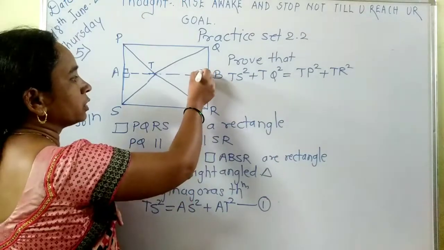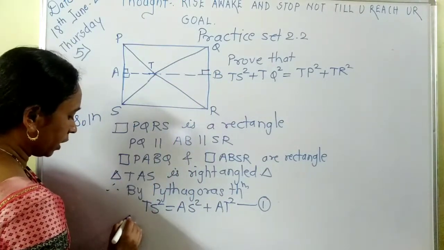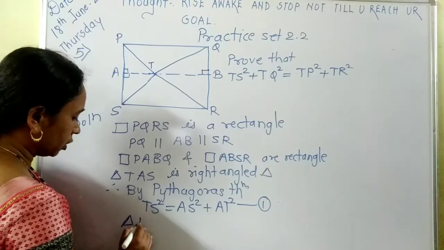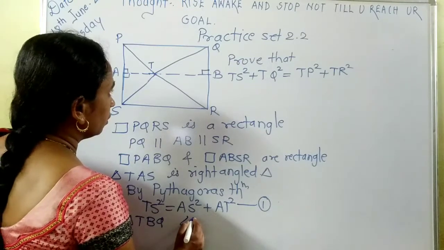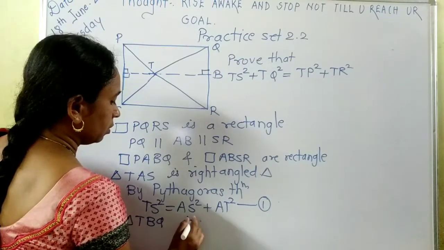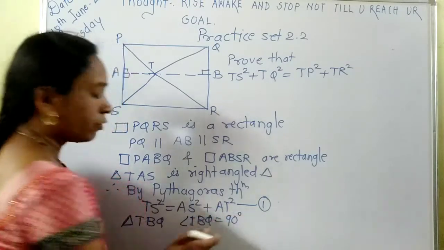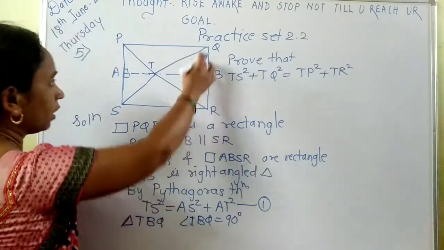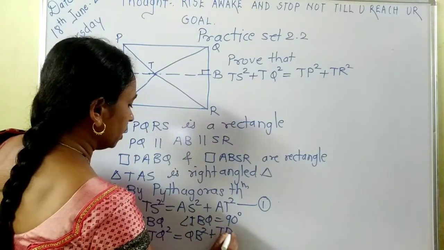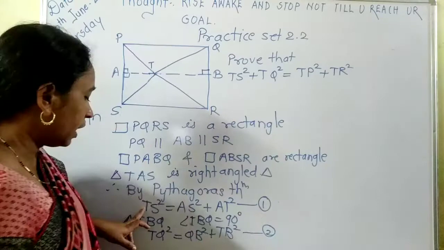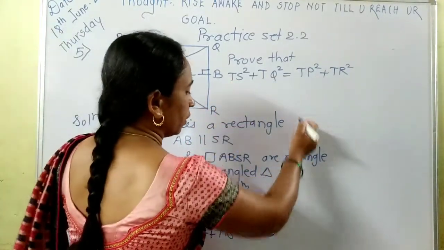This one, if I need TQ square, here also this is 90 degrees. So for this, I will use the triangle TBQ, angle TBQ is equal to 90 degrees. Therefore, by Pythagoras theorem, here I will get TQ square is equal to TB square plus QB square. TS square and TQ square, I have to do the addition.